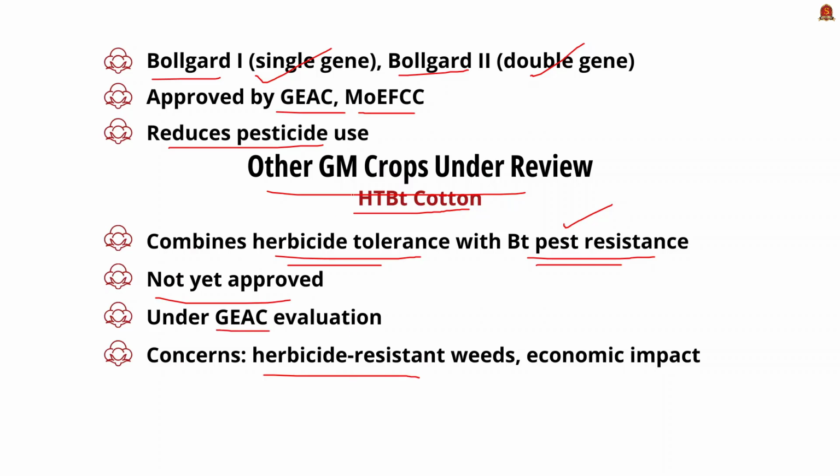Regarding concerns, this herbicide tolerant variety can create herbicide resistant weeds, which can create economic impact. So over a period of time, the weeds can become herbicide resistant, which nullifies the purpose of herbicide tolerance. So this may create additional economic impact for farmers. So this is one of the concerns of HT-BT cotton.